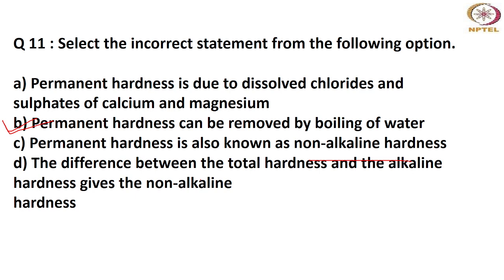The total hardness equals carbonate hardness plus non-carbonate hardness, and it can be said in a different way as alkaline hardness and non-alkaline hardness. And also this one, the permanent hardness is due to the dissolved chlorides and sulfates of calcium, magnesium. This is true. So only the false one is the option B.